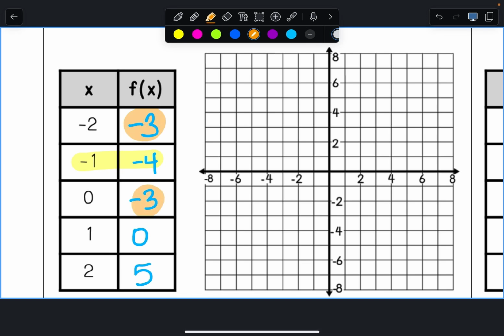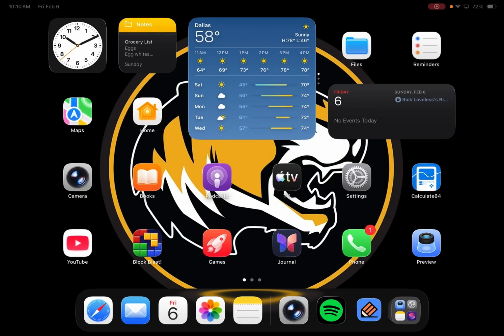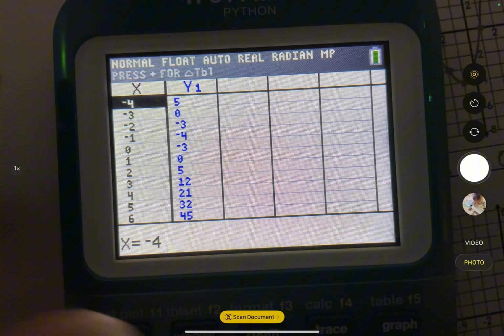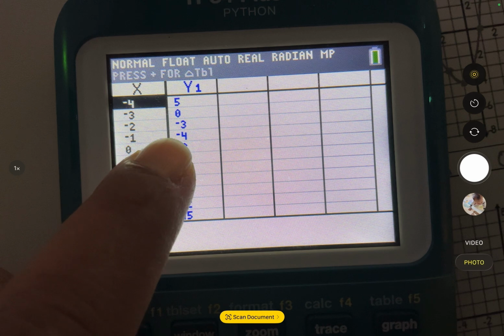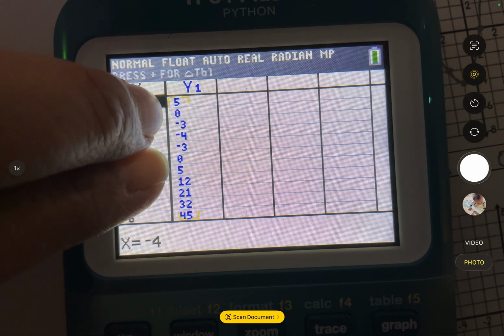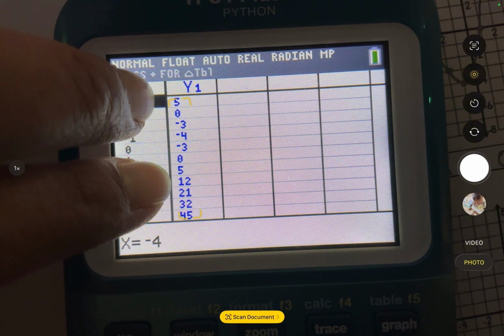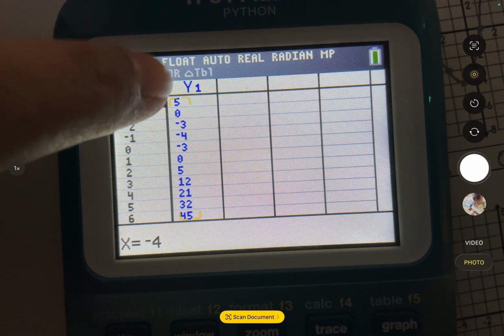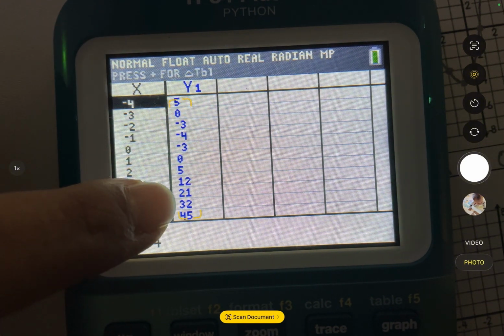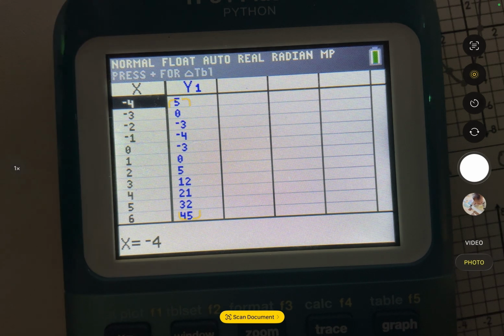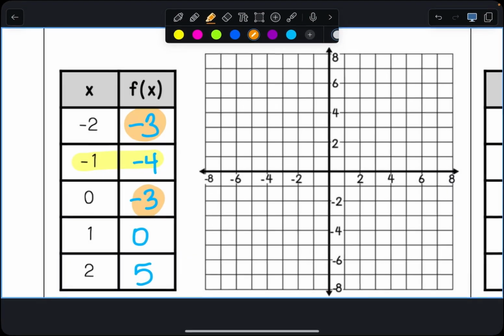Okay, if I go back to my calculator, notice, there's my negative 4, but there's 2 negative 3's. Then after that, 2 zeros, 2 5's. So what do you think is going to end up being above this 5 right here? 12. A 12. And then above the 12? 21. That's because there's a special pattern there that we're going to be talking about with this unit, okay?